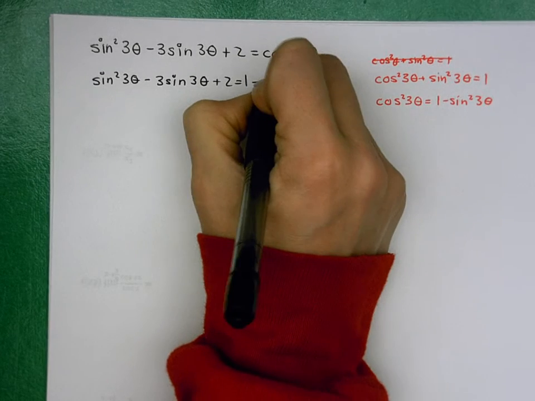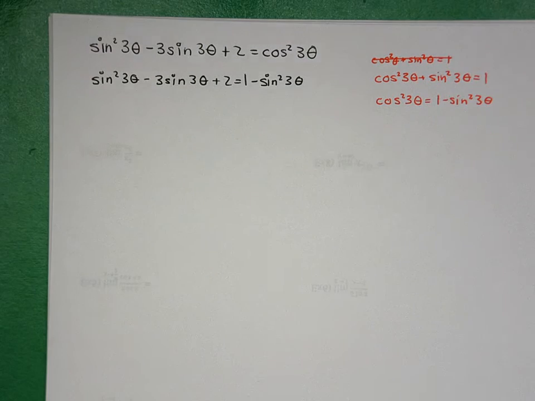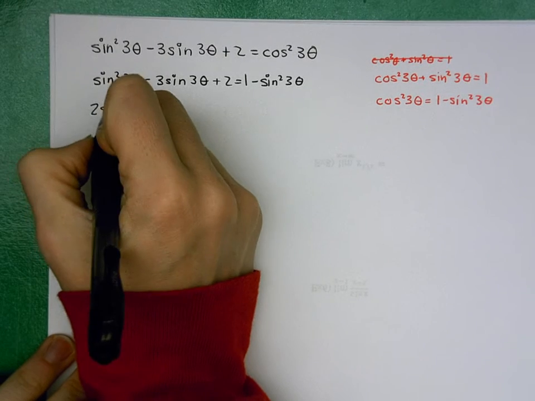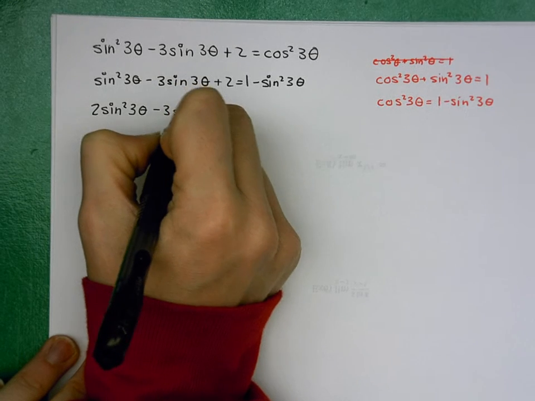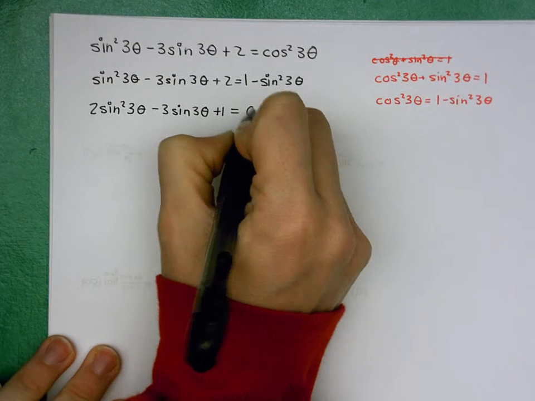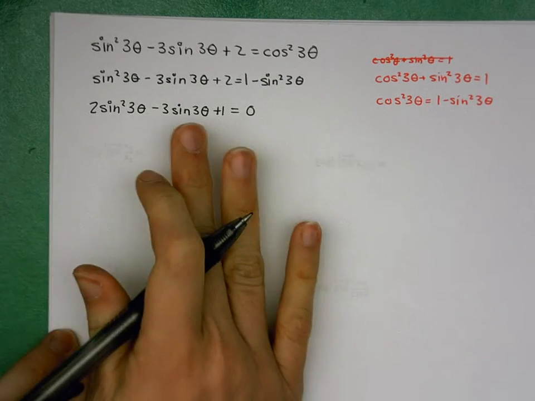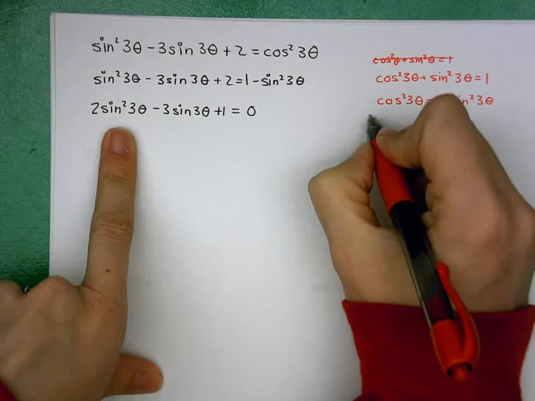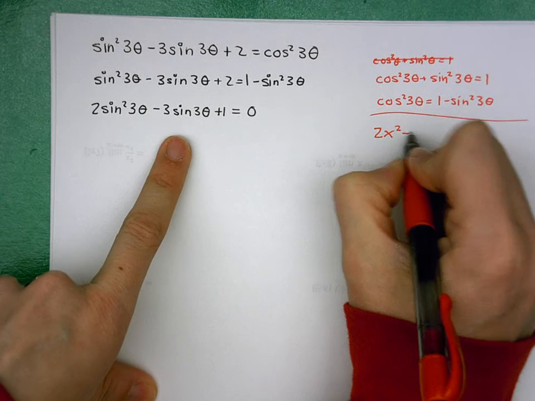Okay, now that we've done that substitution, we want to get this equal to 0 so that we can factor. So I'm going to go ahead and add this sine squared 3 theta over. So we have 2 sine squared 3 theta minus sine 3 theta. And then subtracting this 1 over, we have plus 1 equals 0. And so now I can factor. Again, for those who are comfortable factoring in this form, go ahead and do so. For those who would like to switch these into x's momentarily to help them with factoring, you can. This would then be 2x squared minus 3x plus 1.